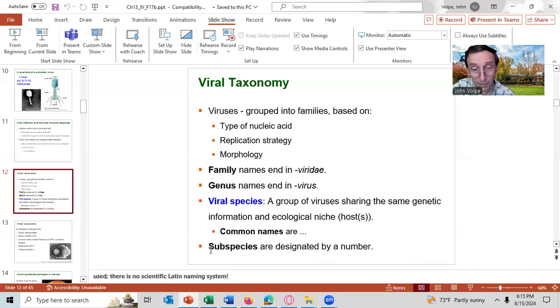Any question about any of that? And if you want to know, the subspecies 2 of poliovirus is the Sabin vaccine, or the live poliovirus vaccine. Any question about any of that?